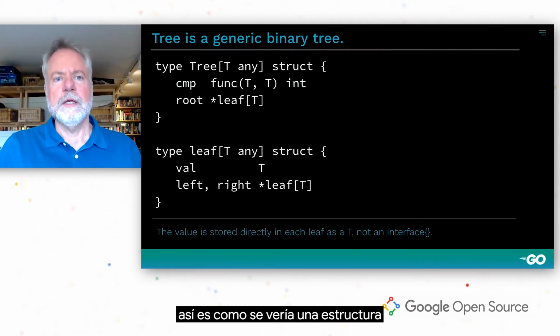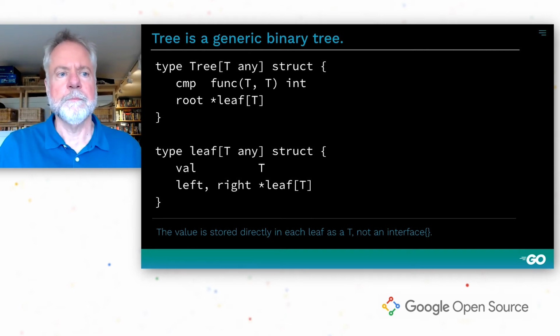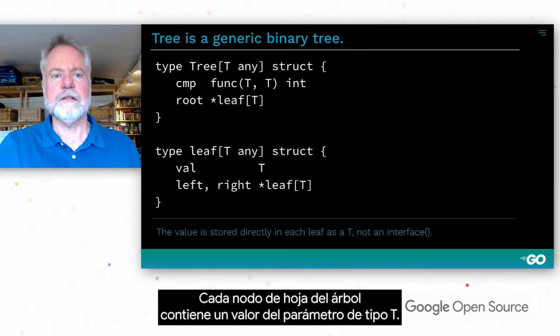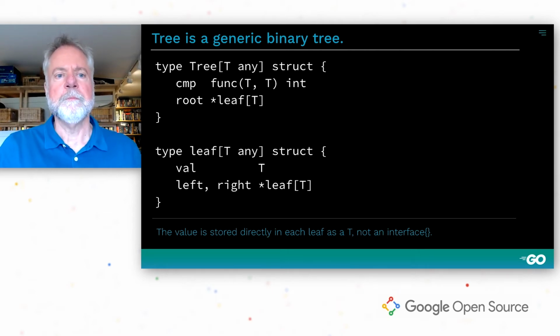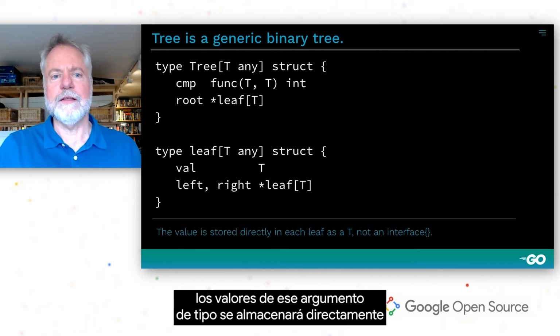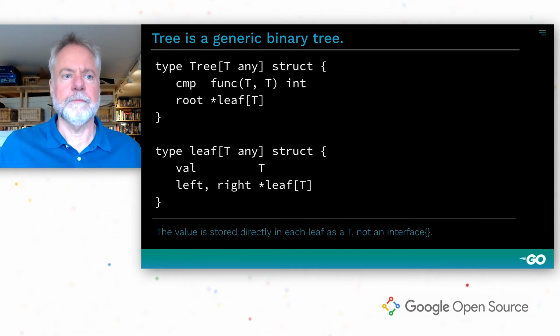For example, here's what a binary tree data structure might look like using type parameters. This is an example of a type that has a type parameter. Each leaf node in the tree contains a value of the type parameter t. When the tree is instantiated with a particular type argument, values of that type argument will be stored directly in the leaf nodes. They will not be stored as interface types.